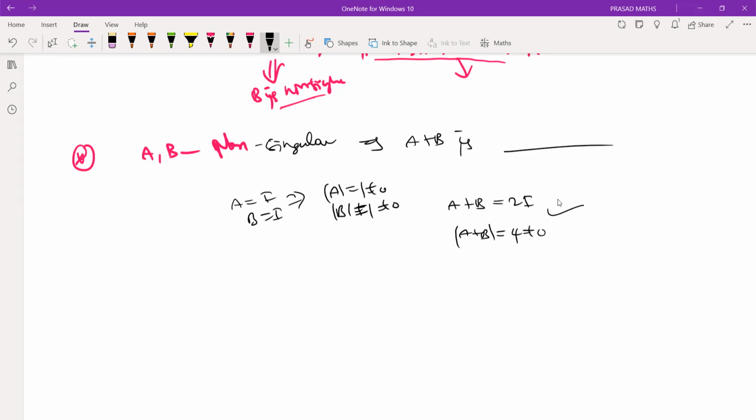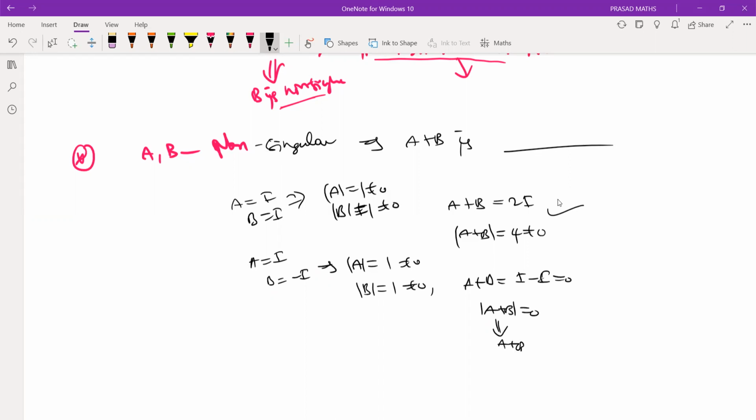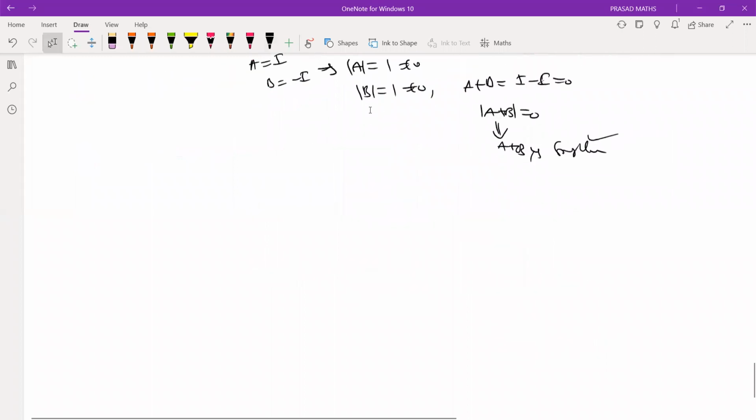But once you take A equal to I and B equal to minus I, det A is equal to 1 and det B is equal to 1. Both are non-singular. But what is A plus B? I minus I, which is 0. Therefore, det of A plus B is 0, so A plus B is singular. In one case A plus B is non-singular, in the other case A plus B is singular. Therefore, it need not be non-singular. So this is very, very important. The sum of two non-singular matrices may not be non-singular.